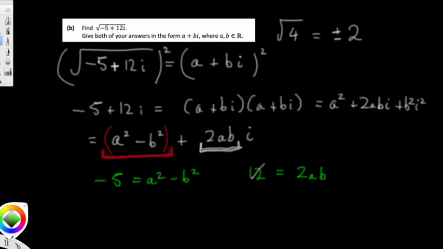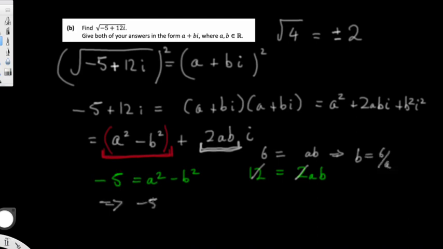So the first one, well, we can cancel off a 2 here. We've got 6 is equal to ab. And this tells us that b is equal to 6 over a. So now we can go back to this one here, and we've got minus 5 is equal to a squared minus b squared, which is minus 6 over a all squared, which is a squared minus 36 over a squared.